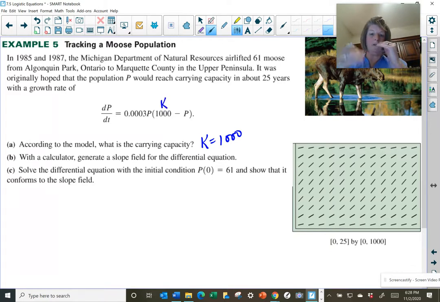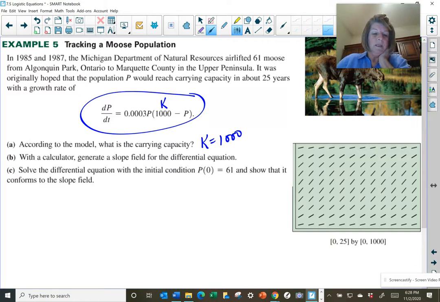Just let P get close to K. With a calculator, generate a slope field for the differential equation. Done for you. Solve the differential equation. You can do this on Desmos too if you ever want to make a slope field. I think we did them last year. Desmos does a really nice job. Just Google slope field on Desmos and you should come to an application where it allows you to put your formula in.